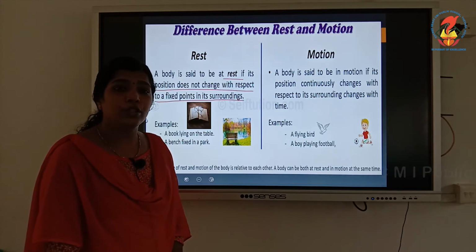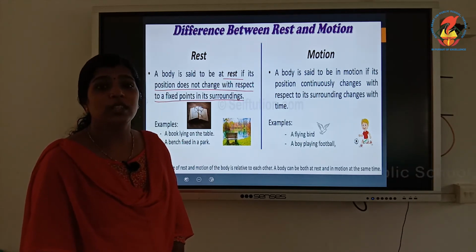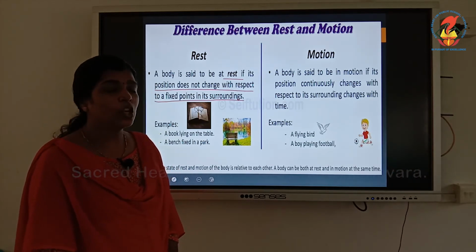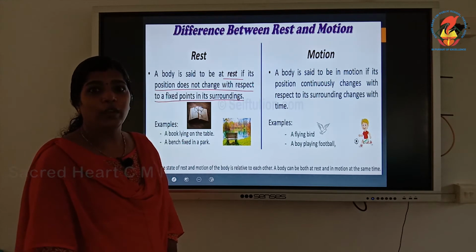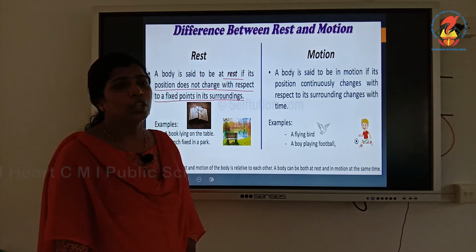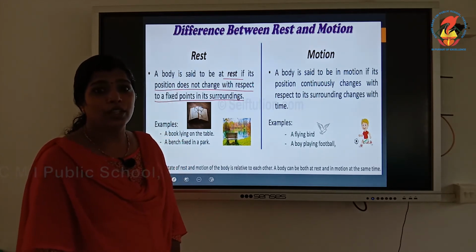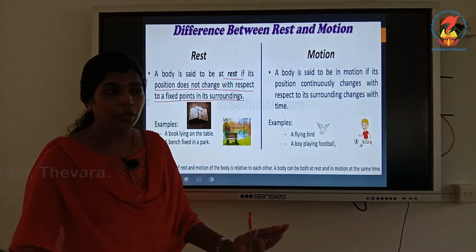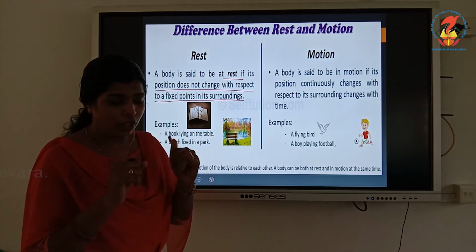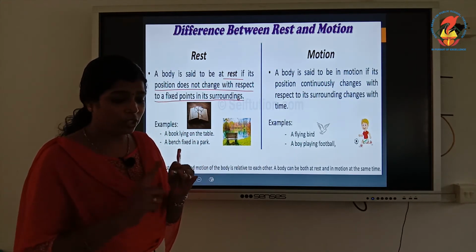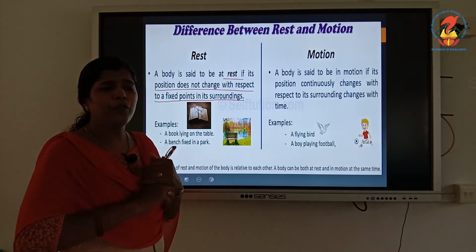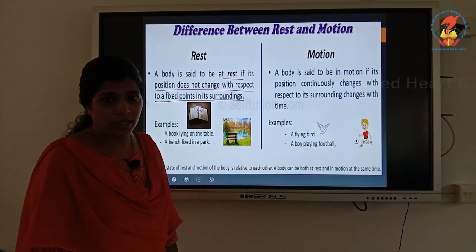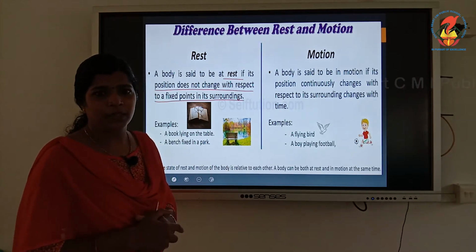What about the state of your desk and benches in your class? They are also at rest. It is not changing its position with respect to the surroundings. So, the surroundings you can consider your classroom. With respect to the four walls of your classroom, your furniture, that is your bench, your desk, the teacher table, the teacher chair, everything is at rest.